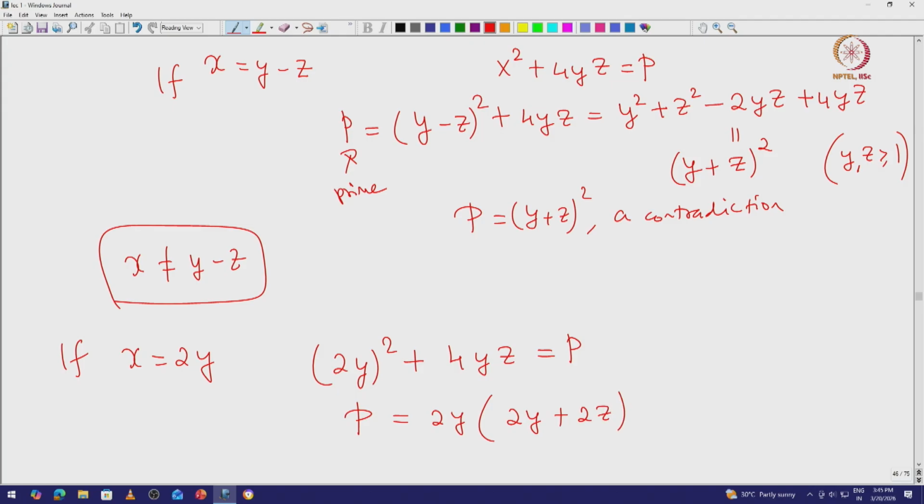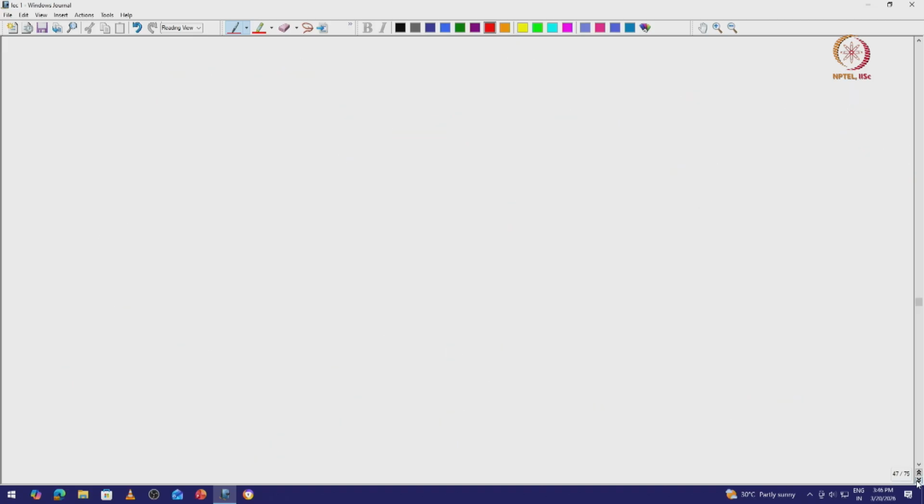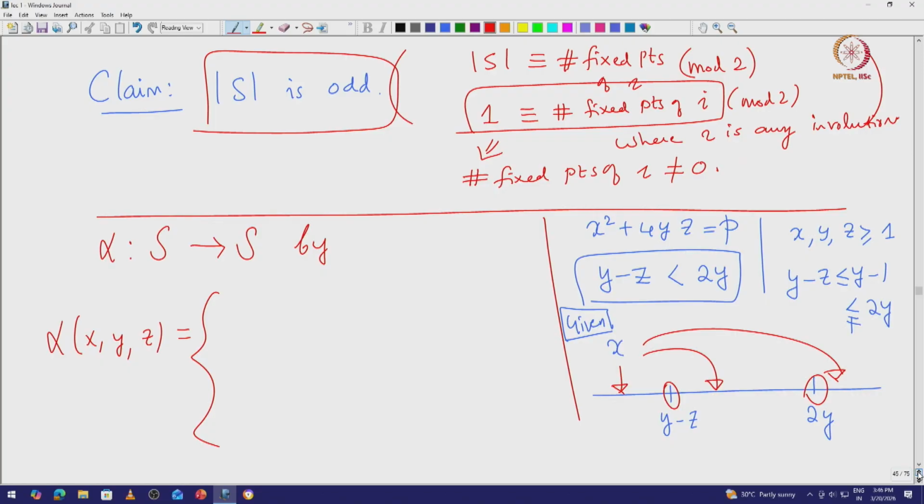Again we are getting factorization of p. So, that implies 2 divides p, which is a contradiction. Okay. So, that implies x is also not equal to 2y. So, the way we plotted, we can see that y minus z is here, 2y is here, and excluding these two, either x lies here or x lies here or x lies here. Okay. Now, depending upon that, we are going to define the function that we wanted to define.